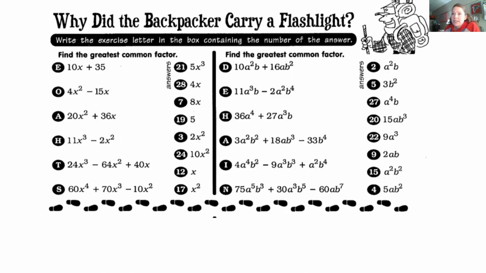So on the practice sheet, why did the backpacker carry a flashlight?